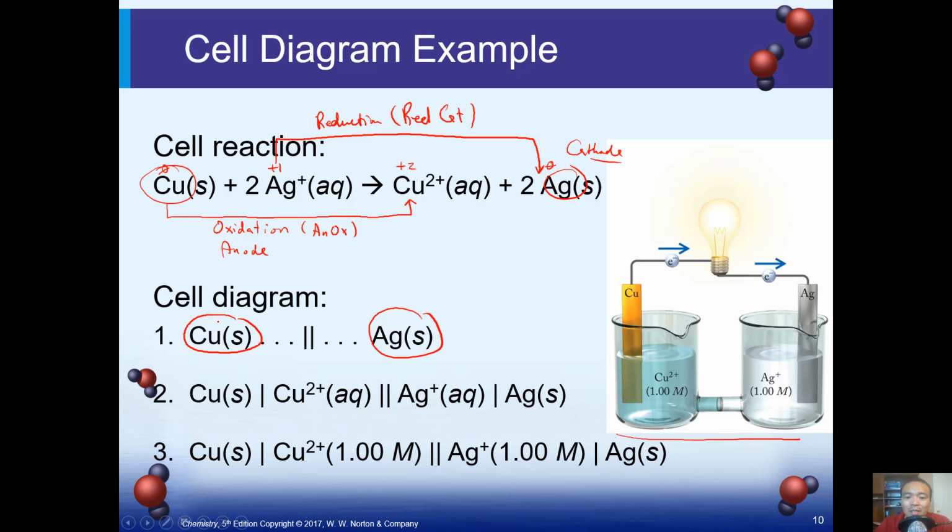Step 2. Working in from the left. The copper is in direct contact with a copper ion in the solution. So we write AQ for the solution and use the single vertical line to represent the phase boundary. And then we use a double vertical line to represent the salt bridge. The silver is also in the aqueous solution. You can specify the concentrations, if known, for the aqueous solutions. So we can use the 3-step procedure to complete the cell notation or cell diagram.